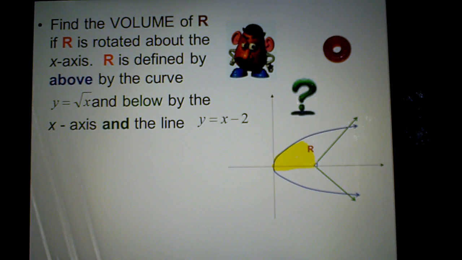Right? As soon as I go past 2, oops, I didn't color all the way in, did I? As soon as I go past this point of intersection here, the image that I'm spinning is not up against the axis of rotation, which is still the x-axis, right? So I have to think about breaking this problem up.